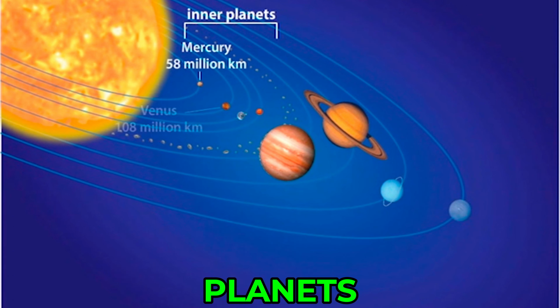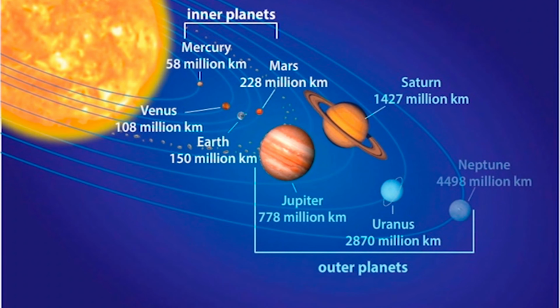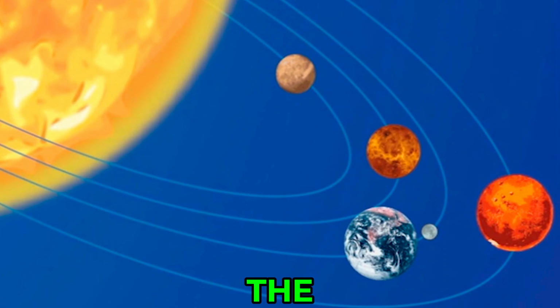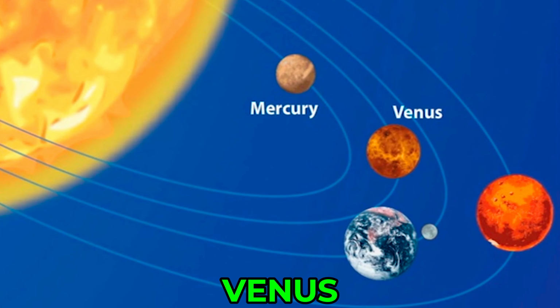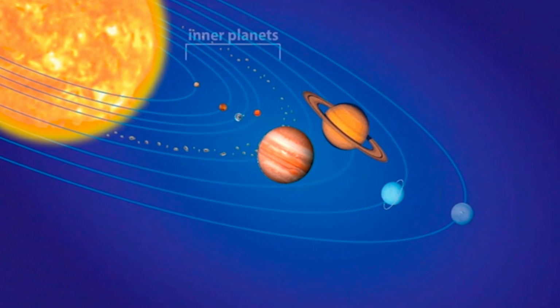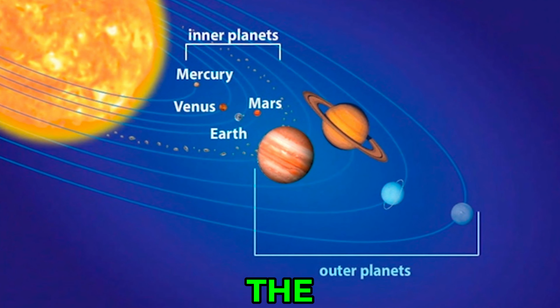The 4 inner planets are much closer to the Sun than the 4 outer planets. There are numerous orbiting comets found beyond the planets in the solar system. The 4 planets closest to the Sun, Mercury, Venus, Earth, and Mars, are grouped together as the inner planets. They have rocky surfaces and are often called the terrestrial planets. These planets are small and closely spaced as compared to the outer planets.